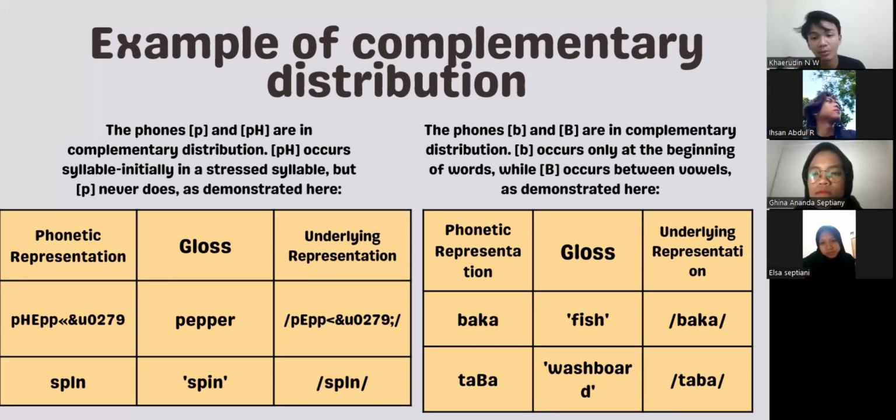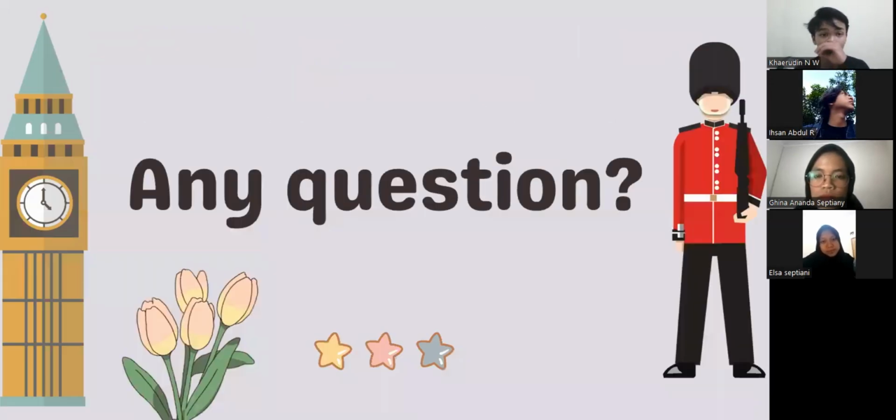changing its meaning. Complementary distribution refers to the relationship between two different elements of the same kind in which one element is found in one set of environments and the other element is found in a non-intersecting set of environments. Overall, phones, phonemes, variation, allophones, and complementary distribution are concepts in linguistics that help us understand the structure and variation of speech sounds in a language. So I think that is enough from group 8.